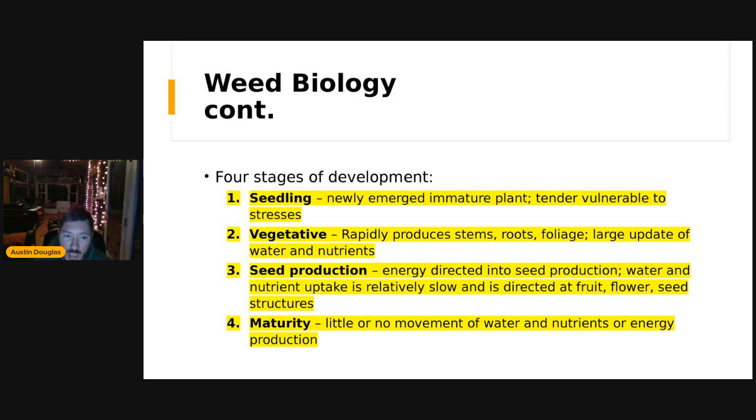They have a large uptake of water and nutrients. I was supposed to say uptake, not update. Large uptake of water and nutrients when they're in a rapid growth state makes them really susceptible to herbicides, if you didn't know that. Then there's also the seed production stage.